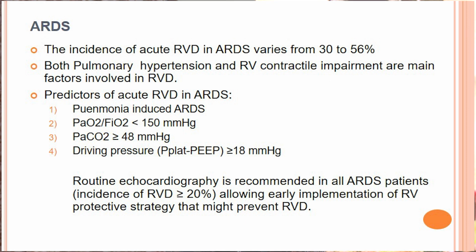So, routine echocardiography is recommended in all ARDS patients as the incidence of RV dysfunction is more than or equal to 20%, allowing early implementation of an RV protective strategy that might prevent RV dysfunction. So these two are the most common causes of RV dysfunction which we see in the ICU.